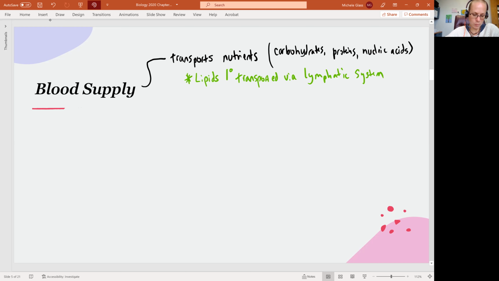Okay, another important job of the blood is going to be just to supply oxygen and nutrients to the GI tract itself. And of course, waste removal, that's always assumed.